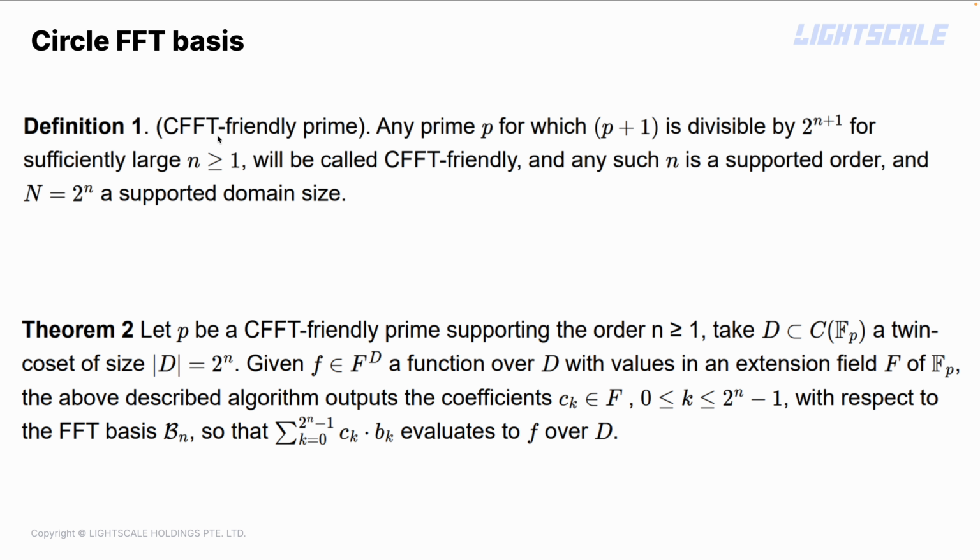So let's define the circle FFT friendly prime first. Any prime p where p plus 1 is divisible by 2 to the n plus 1 is going to be called circle FFT friendly, and n is called the supported order, and 2 to the n is the supported domain size. So here also, p plus 1 is divisible by 2 to the power n plus 1, but 2 to the n is the supported domain size, right? So there's some degree comparison.